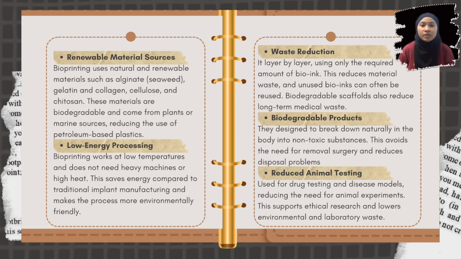First, bioprinting uses renewable and natural materials. Most bioinks are made from materials like alginate from seaweed, gelatin from collagen, and cellulose from plants. These materials can be replaced naturally and are safer for the environment, which helps reduce the use of petroleum-based plastic and supports sustainable resource use.